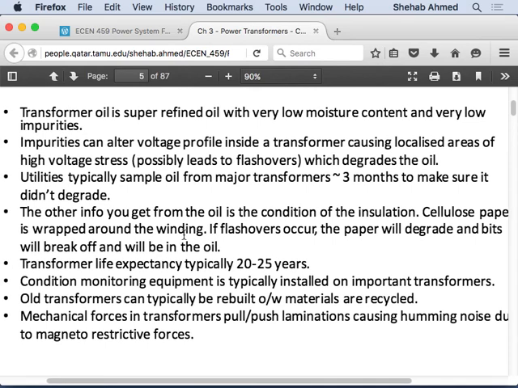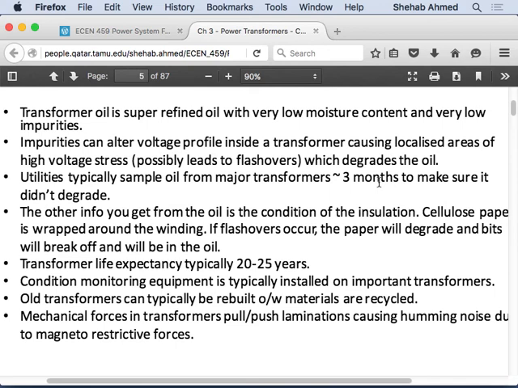It's typically done at any industrial facility or utility. They would go and sample the oil. Typically, utilities sample oil from major transformers approximately every 3 months to make sure it doesn't degrade.